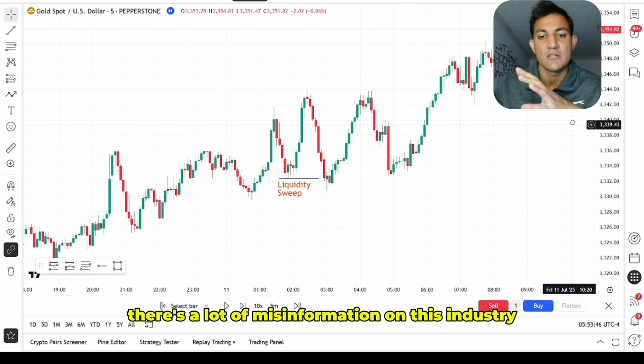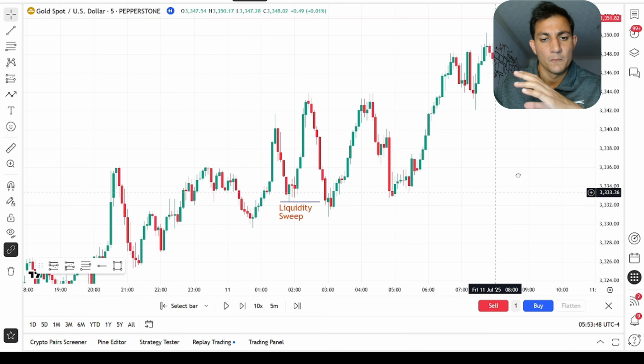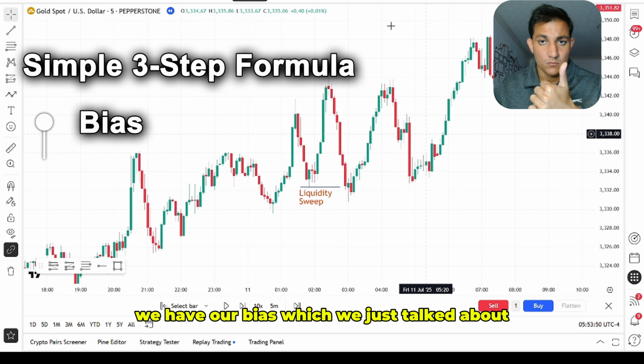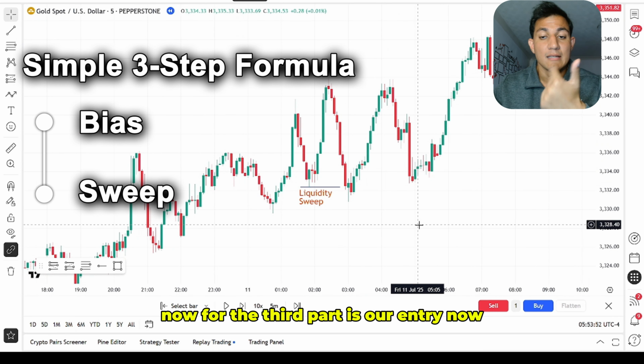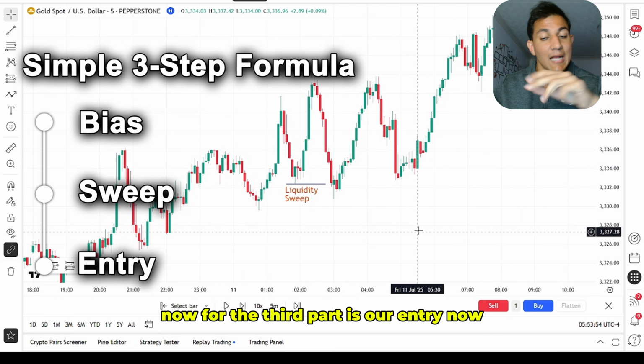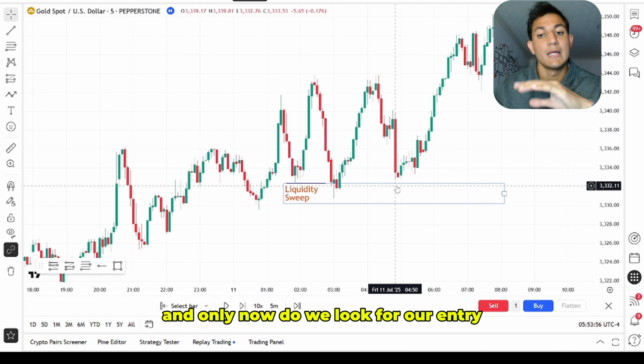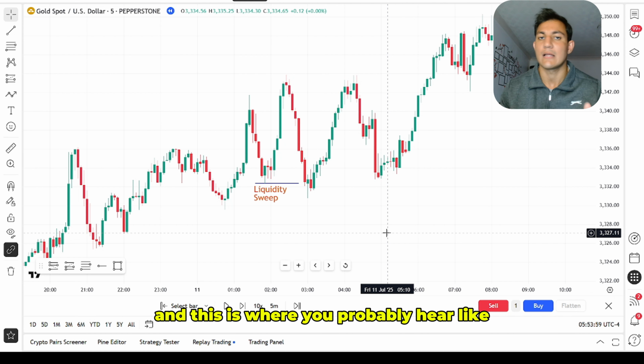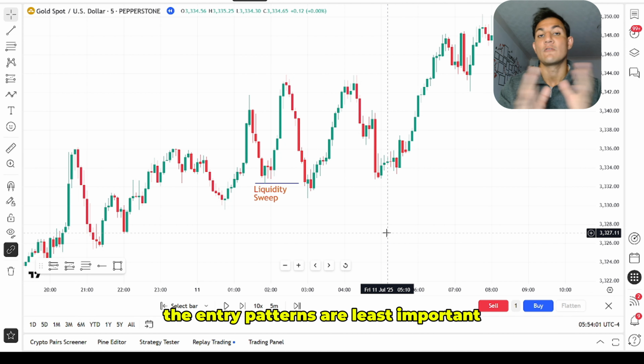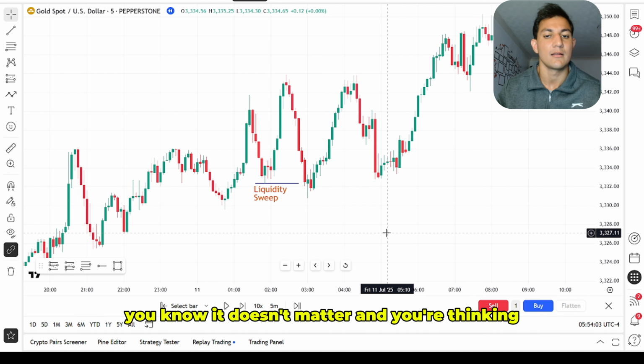There's a lot of misinformation in this industry. But here we go. We have our bias, which we just talked about. We have our sweep now. Now, the third part is our entry. Now and only now do we look for our entry. And this is where you probably hear ICT and other traders saying the entry patterns are least important. It doesn't matter. And you're thinking, what the hell?